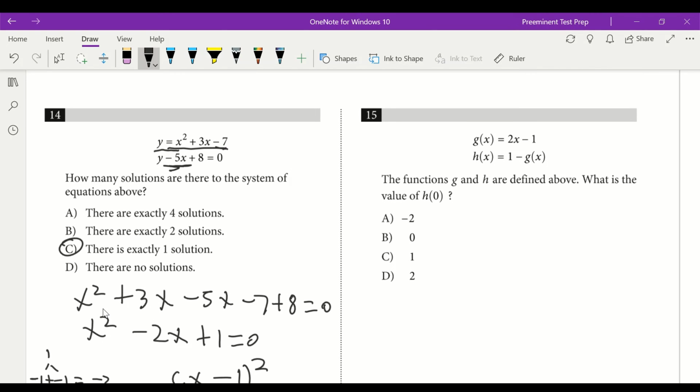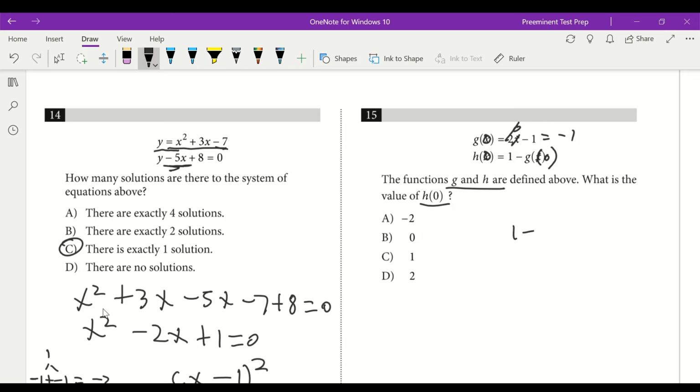Question 15. The functions g and h are defined above. What is the value of h of 0? Alright, well h of 0 means I'm plugging in a 0 for x. So now I need g of 0. That's the first thing I've got to do. So I put g of 0. I'm putting 0 in for x. 2 times 0 is 0. So now I get negative 1, right? So I have negative 1 equals g of 0.